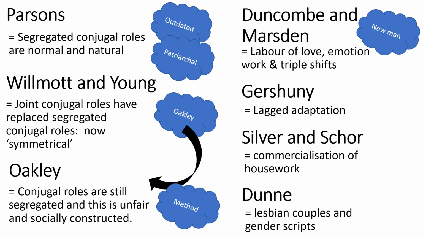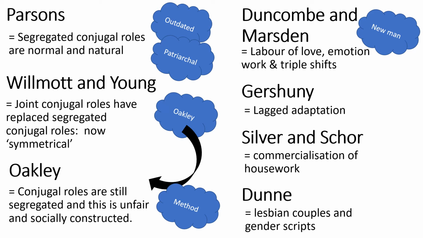And finally, we've got Dunne, and Dunne points out that we cannot generalise all families and suggest that all families have a man and a woman at home. Dunne did some research into lesbian couples and found that lesbian couples are actually much more equal than heterosexual couples. She argued that this is because in a heterosexual couple, there are gendered expectations that we're socialised into. And she calls those gender scripts.